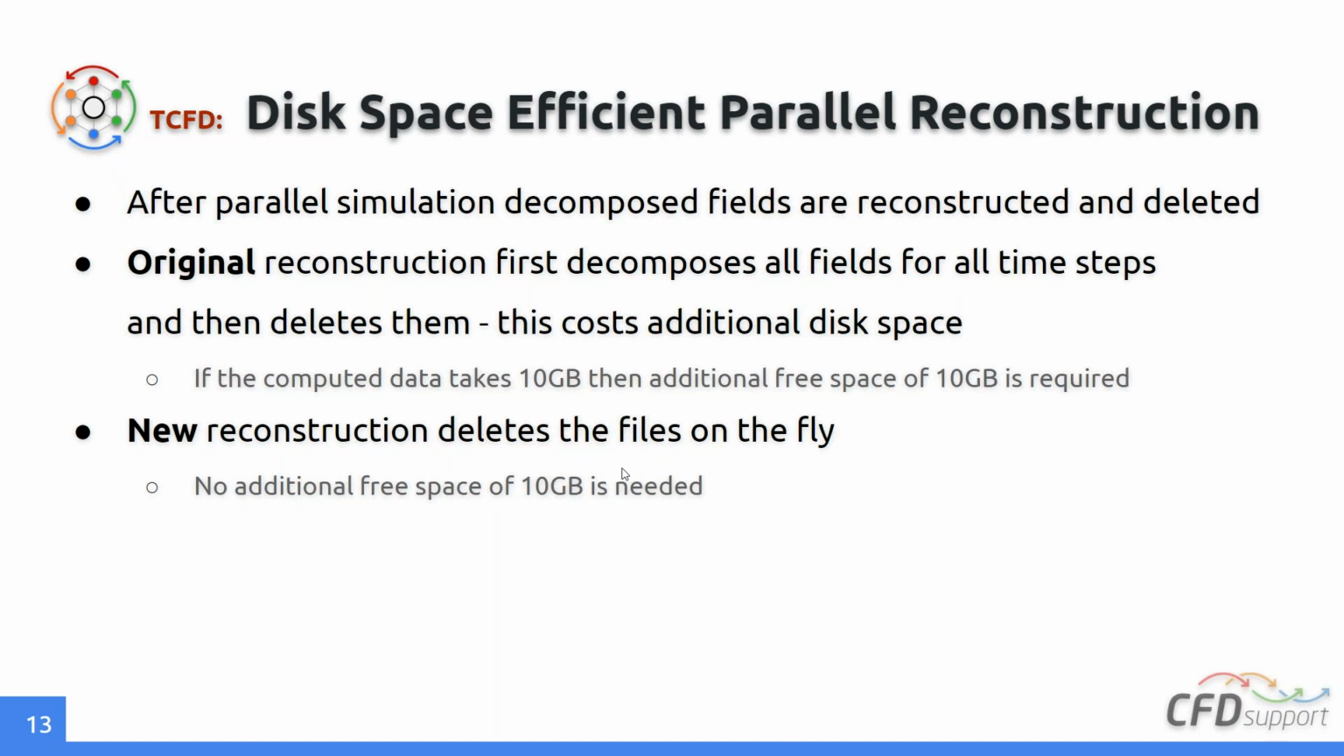First, during the parallel computation, all the quantities like velocities, turbulent quantities, pressure, etc., are stored in each decomposed folder, which is associated with the given processor. And during the reconstruction, first all these fields are reconstructed into one field, and after that they were erased or deleted. So it means that, for example, if the original data takes 10 gigabytes of disk space, then during the reconstruction you need another 10 gigabytes because all the fields are first reconstructed and then deleted.